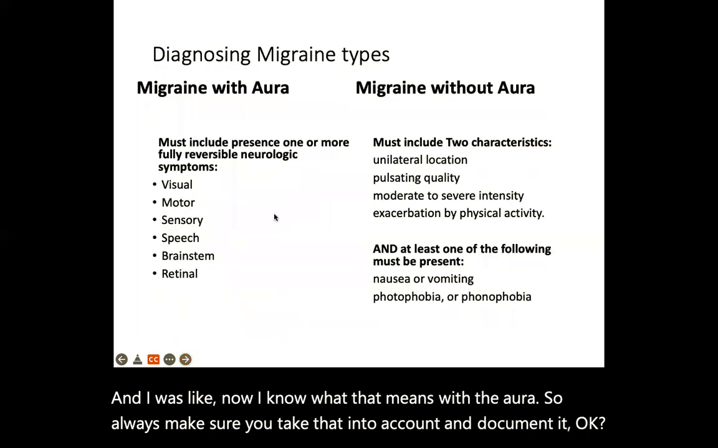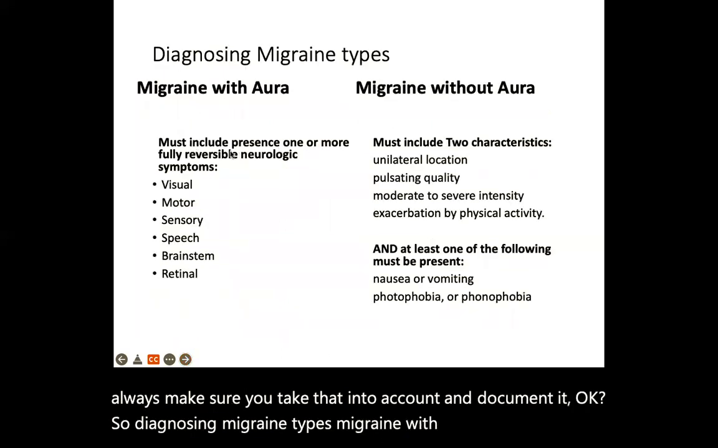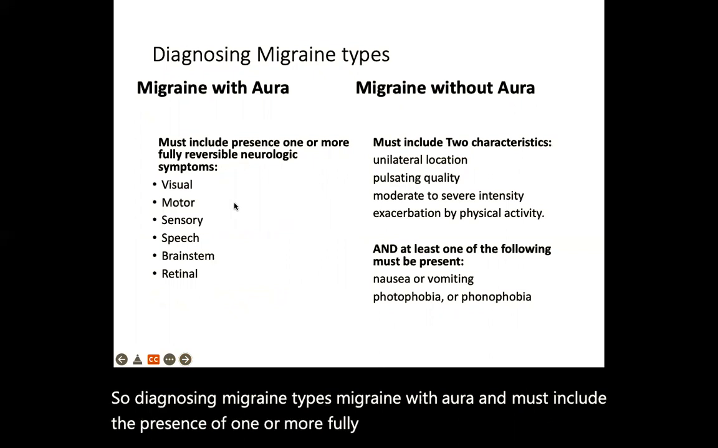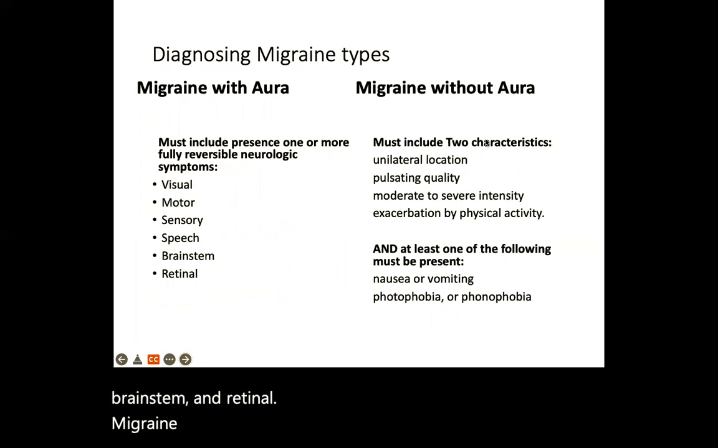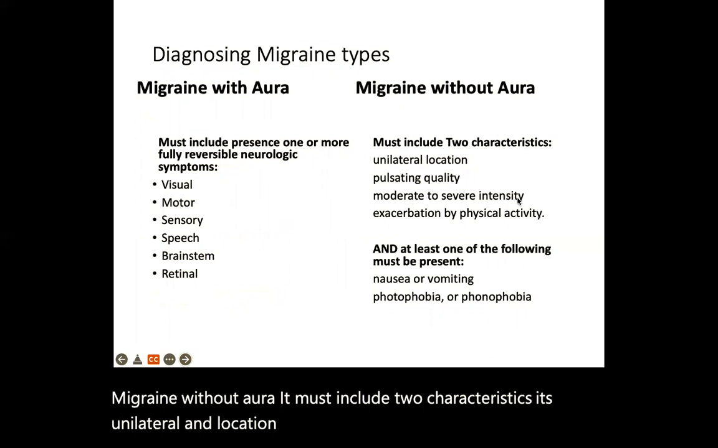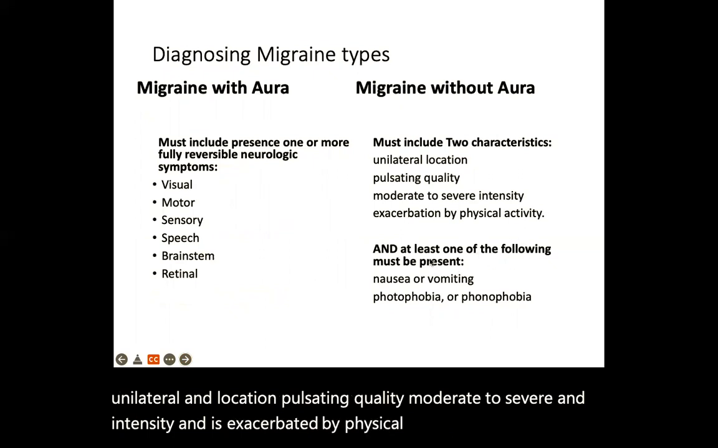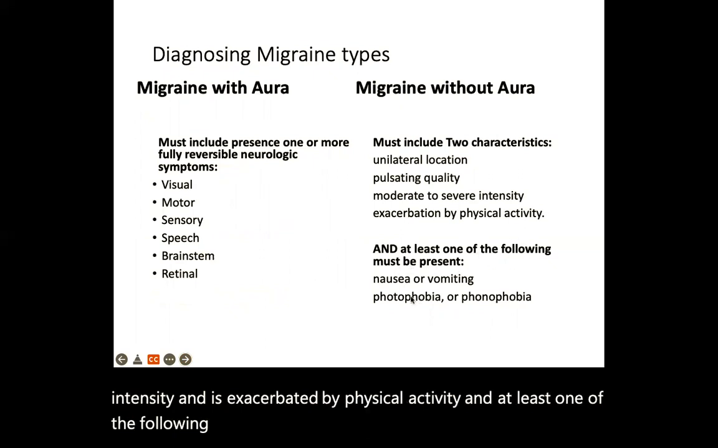So diagnosing migraine types, migraine with aura must include the presence of one or more fully reversible neurologic symptoms. So that could include visual, motor, sensory, speech, brainstem, and retinal. Migraine without aura must include 2 characteristics. It's unilateral in location, pulsating quality, moderate to severe in intensity, and it's exacerbated by physical activity. And at least one of the following must be present, and that's nausea and vomiting, or photophobia or phonophobia.